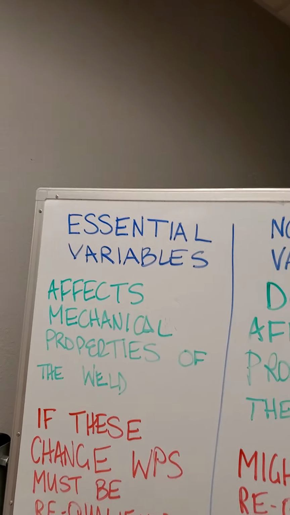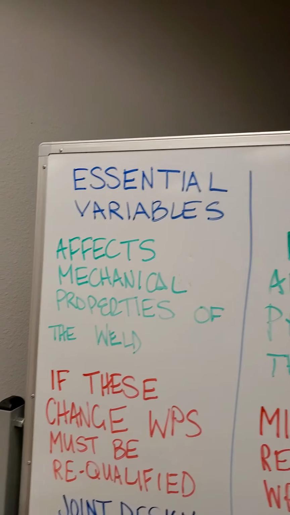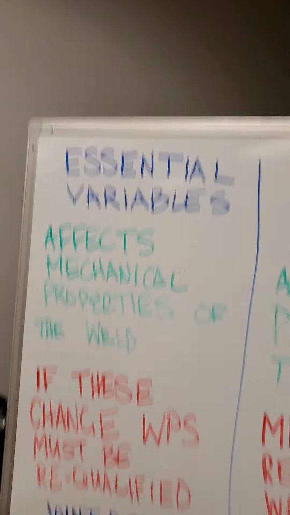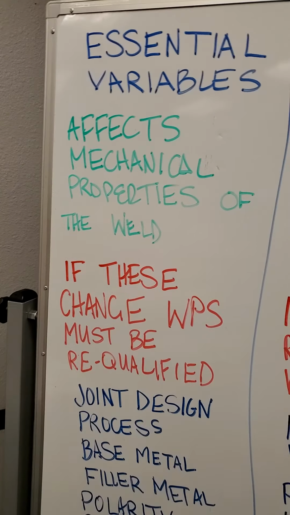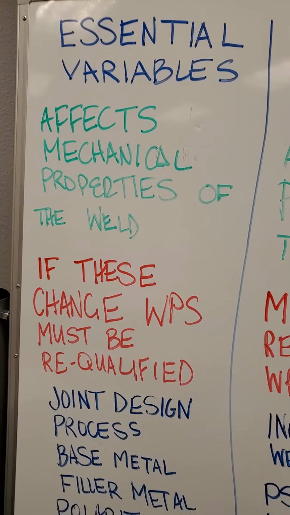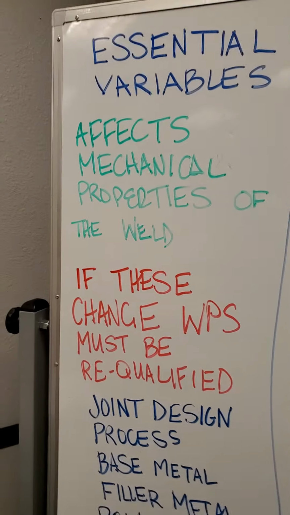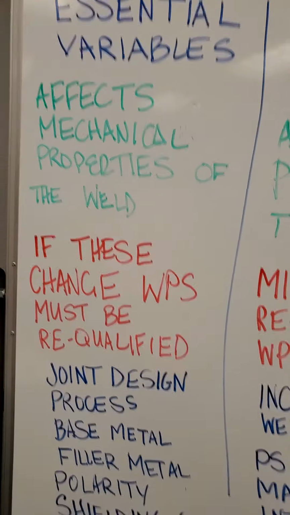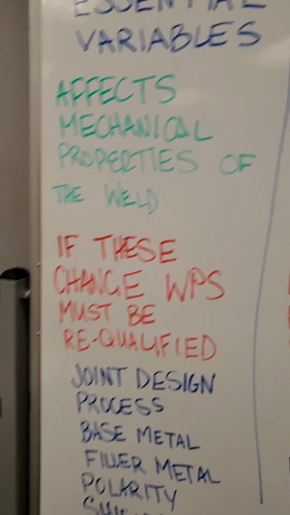What's a variable? A variable is something that can change. An essential variable affects the mechanical properties of our weld. If we change these, usually our WPS and our PQR have to be pre-qualified. That means I gotta go back to my test kitchen and I have to break it again.